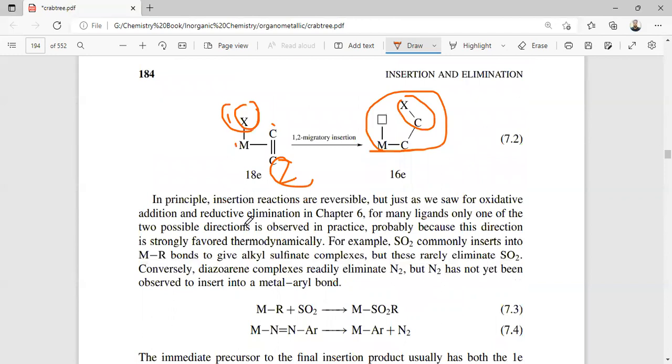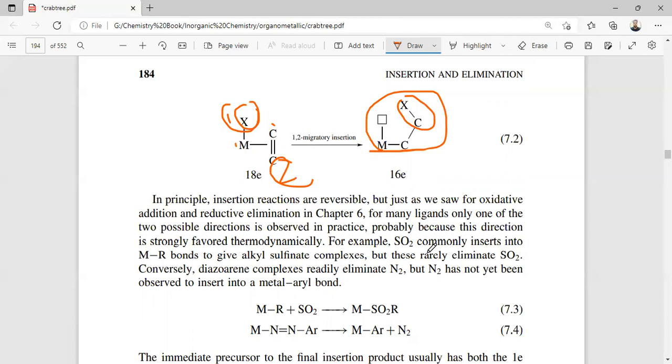So in principle, insertion reactions are reversible, but just as we said for oxidative addition and reductive elimination, for many ligands only one of the two possible directions is observed in practice, probably because this direction is strongly favored thermodynamically. So like reductive elimination and oxidative addition, the insertion and elimination reaction is reversible, but thermodynamics plays the crucial role in which direction will be favored.